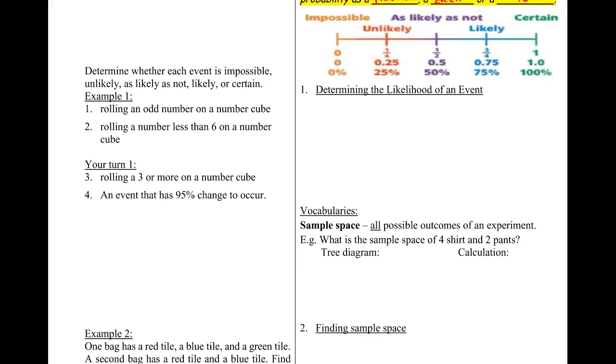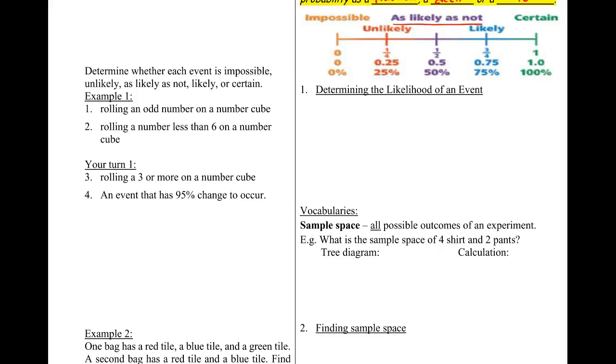Now, if we want to determine the likelihood of an event happening, we can categorize it in 5 ways. Impossible, that's a 0% chance it's going to happen. Unlikely is usually a 25% chance of something happening. As likely as not is a 50% chance. That means it could happen, it could not. Likely would be about a 75%, and certain would be 100%. Certain is always 100%. If it's not 100%, it is not certain.